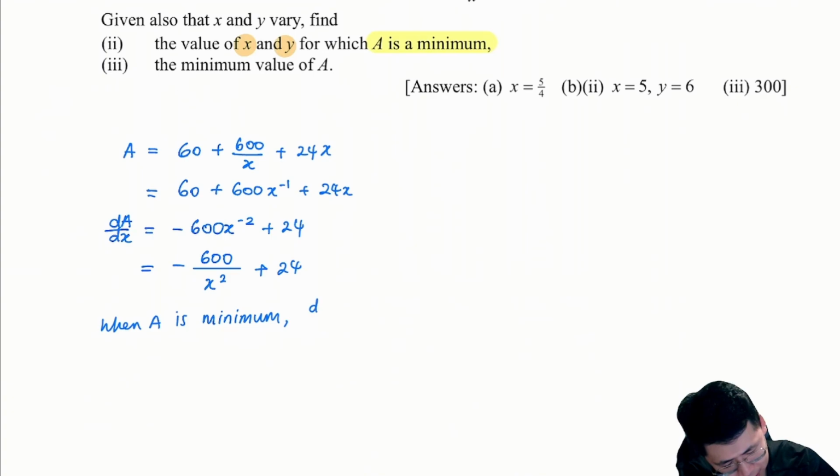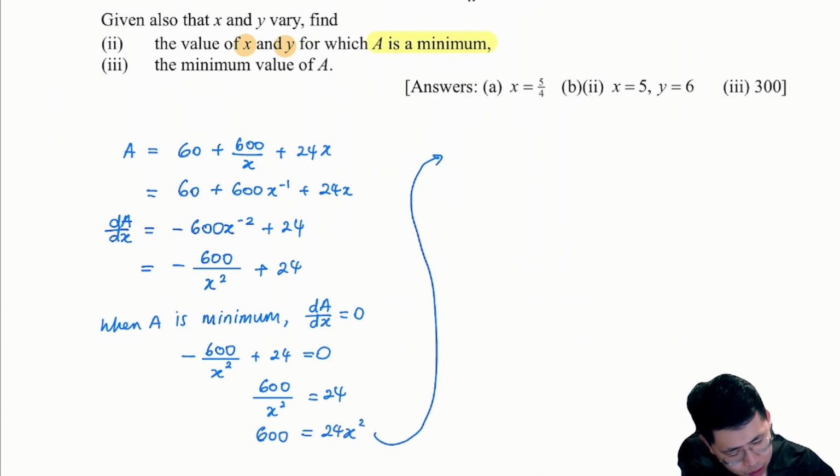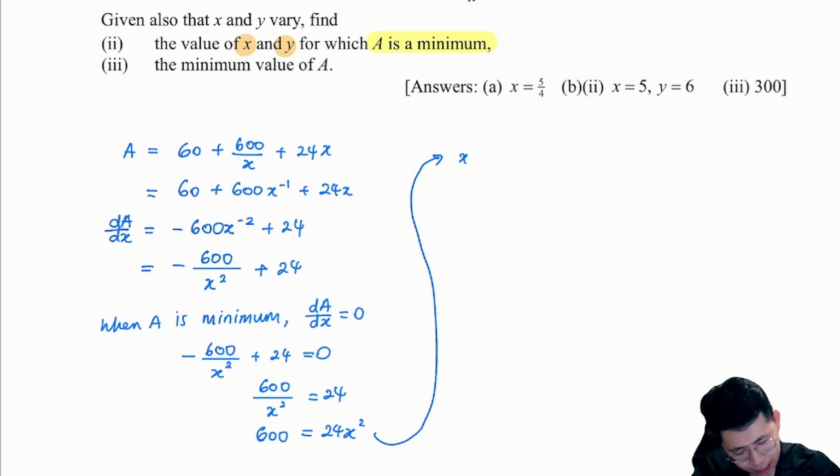Sorry. Okay, so dx would be equals to 0. Okay, so this whole expression over here is equals to 0. So rearranging, I will get something like this: 600 equals to 24 x squared. So dividing it out, x squared would have been 25 and x would be plus 5 or negative 5.